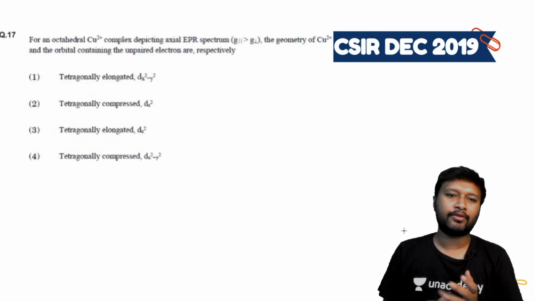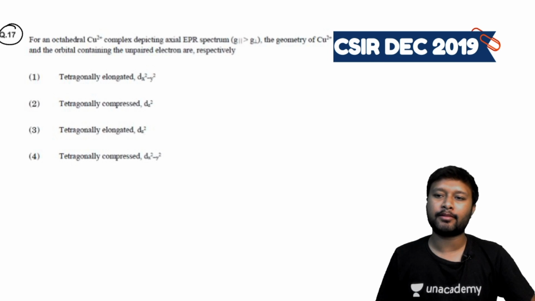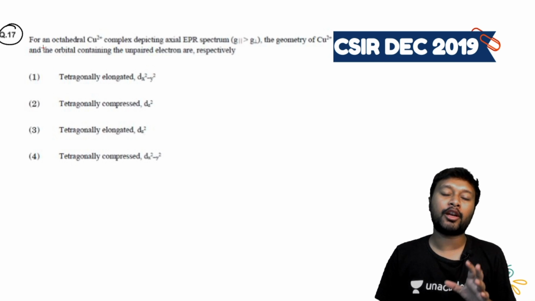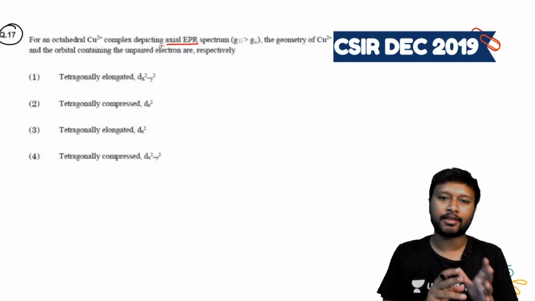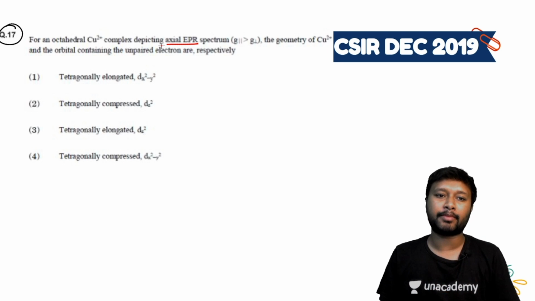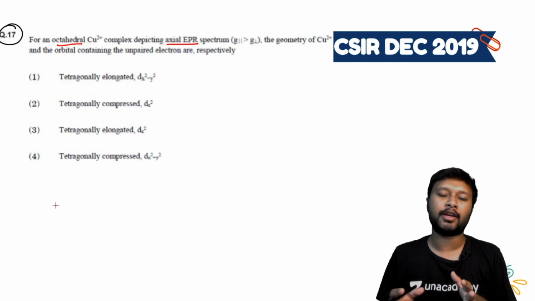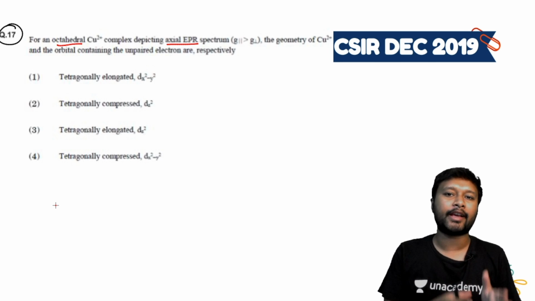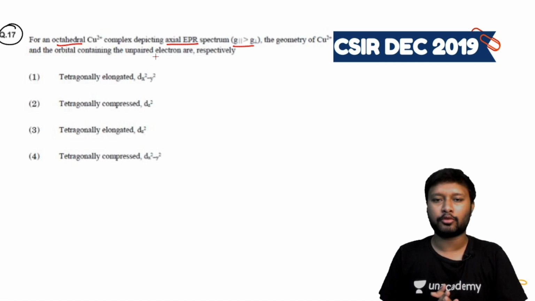Alright, so let's take this first question, and this question was asked for 4 marks in your CSIR December 2019 exam. The question says that for an octahedral copper plus 2 complex depicting axial EPR spectrum, okay, that thing you have to focus on, that it's an axial EPR spectrum and it's an octahedral complex. That means your external magnetic field in this EPR spectroscopy is being applied along the axial direction of the octahedral molecule or octahedral complex. Now it's given that G parallel is greater than G perpendicular, and the geometry of copper plus 2 complex and the orbital containing the unpaired electrons are respectively. So both the things you have to tell.